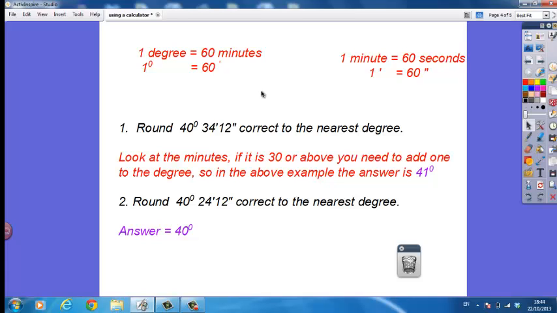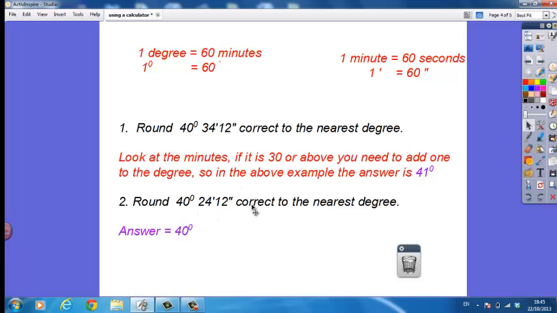Now, with normal rounding, we used to do 5 or above. Rounding when it comes to angles, we're going to do half of 60, which is 30. So, if I wanted to round this to the nearest degree, that means my answer should only have my degrees. I look at the thing that comes after that, which is minutes. Don't worry about the seconds. If it's 30 or above, because it is above 30, which is 34, I'm going to add 1 to that. So my answer is 41 degrees.